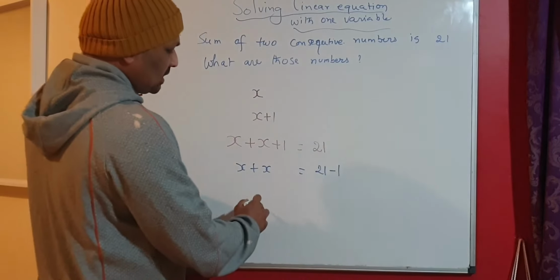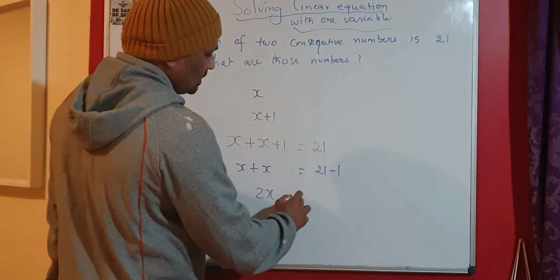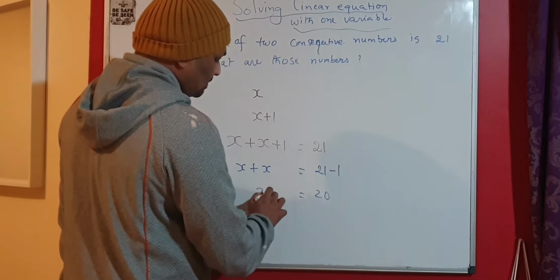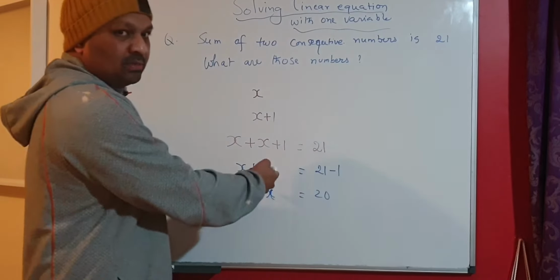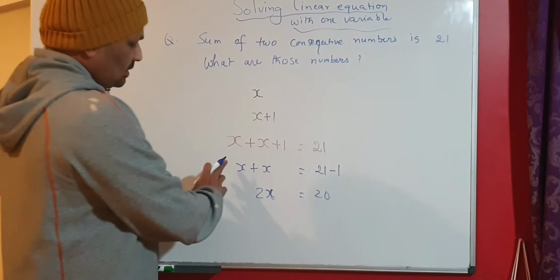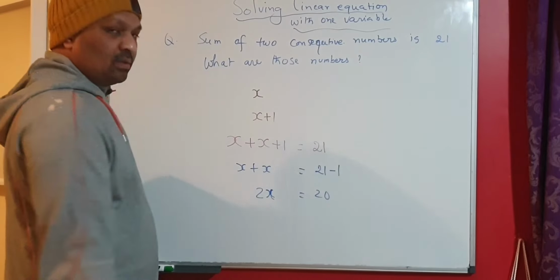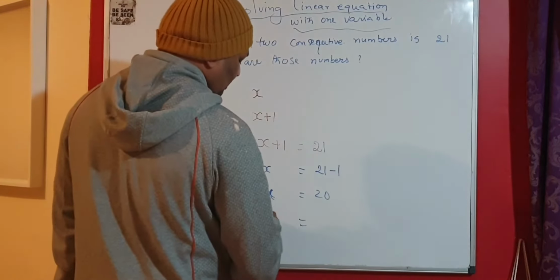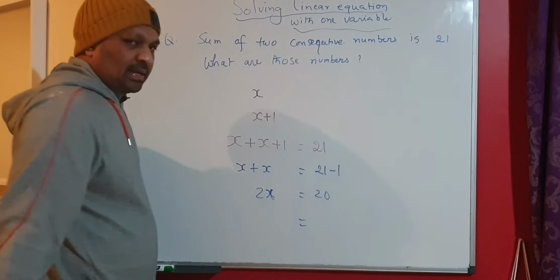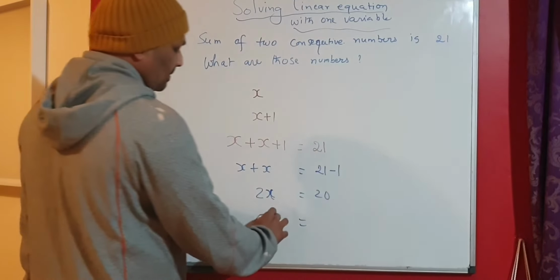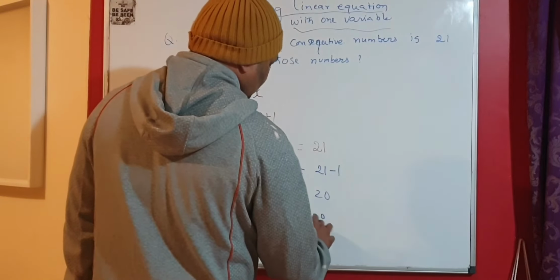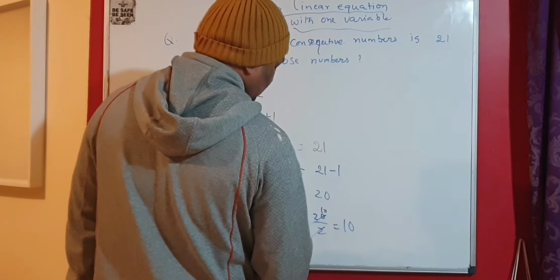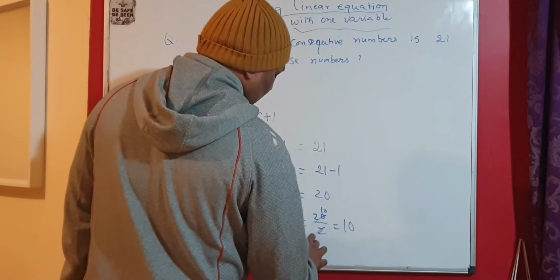x plus x is 2x, and 21 minus 1 is 20. 1x plus 1x is 2x. If there is nothing here, you can treat it as 1x. If you further simplify, now you can take 2 to the other side. x is equal to 20 by 2, which is equal to 10. It goes in 10 times. x is equal to 10.